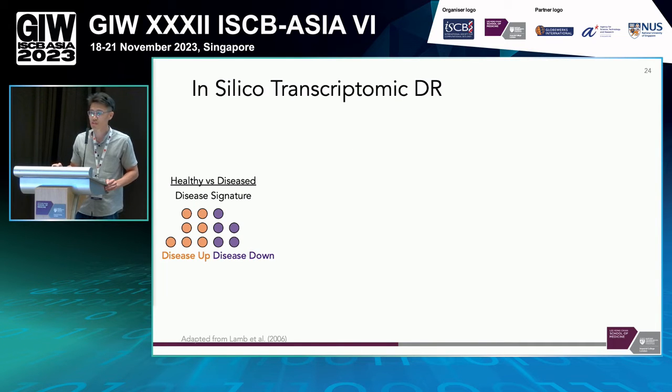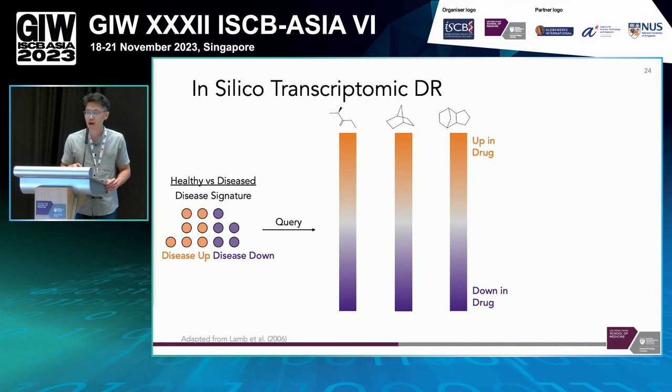The concept of in silico drug repurposing can be illustrated using a figure adapted from Lam et al. First, we compare the transcriptional abundance between healthy and diseased samples, and this gives us a list of up and down regulated genes known as the disease signature. Second, I use drug signatures from databases like the Connectivity Map, or CMAP in short, which tells me the up and down regulated genes caused by the treatment of a drug.